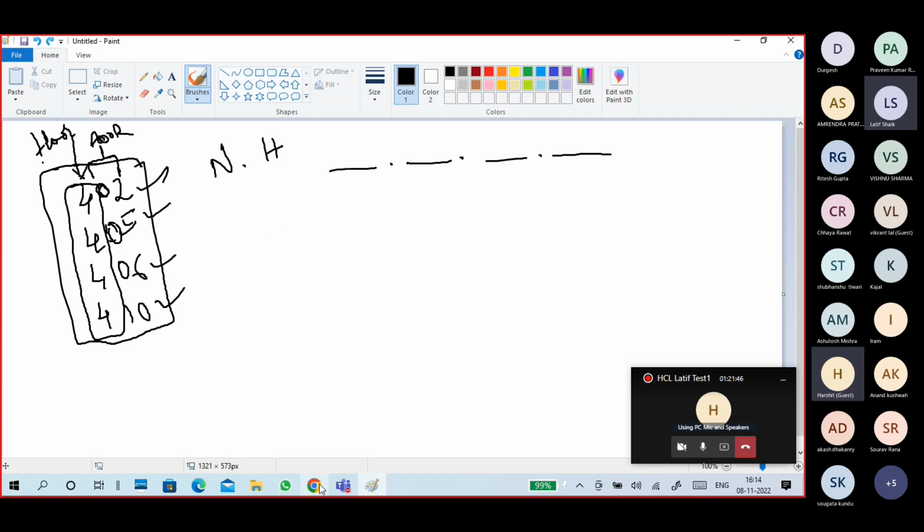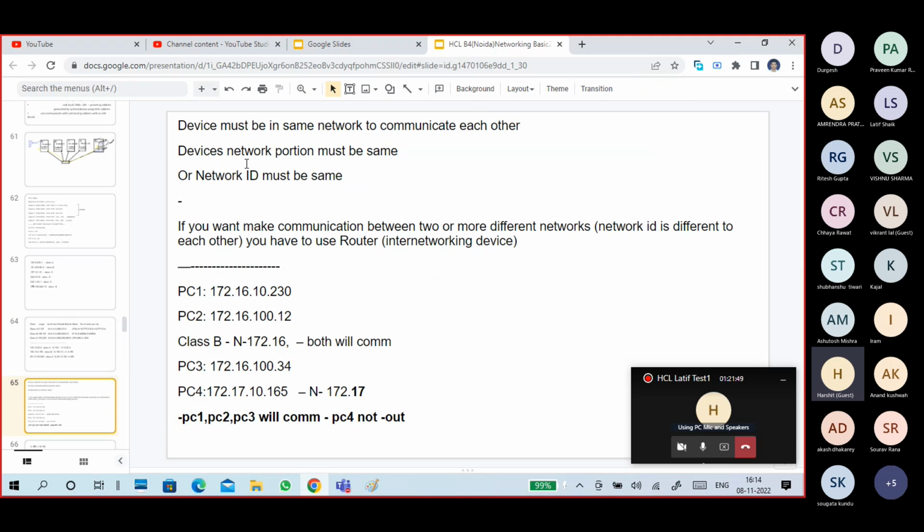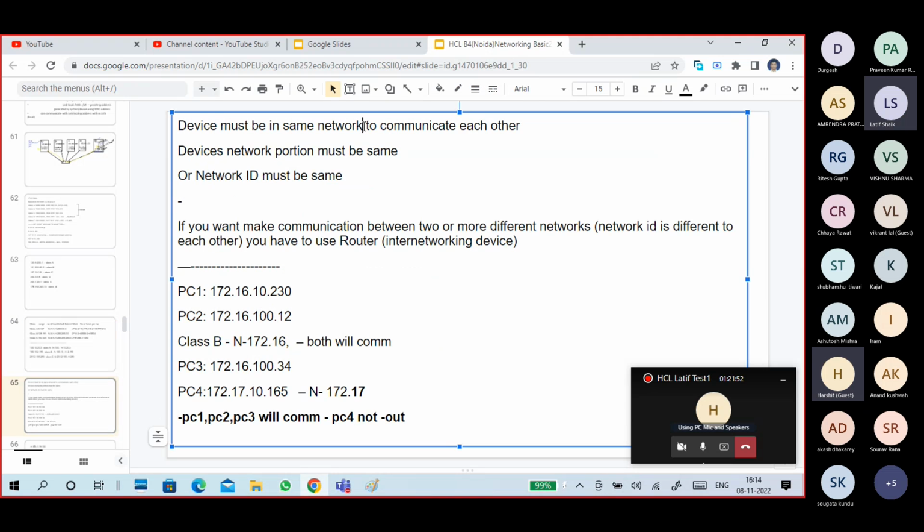Okay. So here it is again. There are some rules. Devices must be in the same network to communicate with each other. The device network portion must be the same. Network ID must be the same. Okay. If you want to make communication between two or more different networks, you have to use a router here. So why a router? It is an inter-networking device. A router makes communication between two or more different networks.